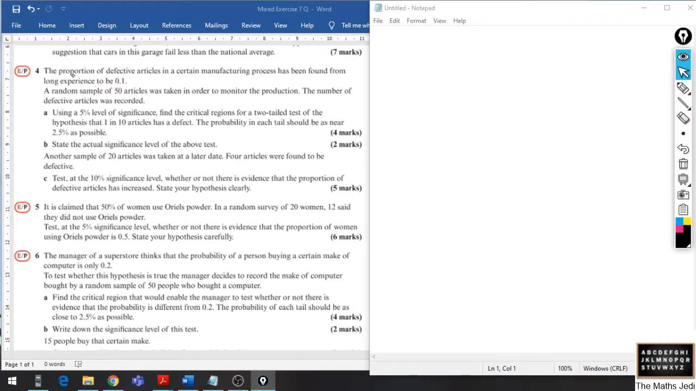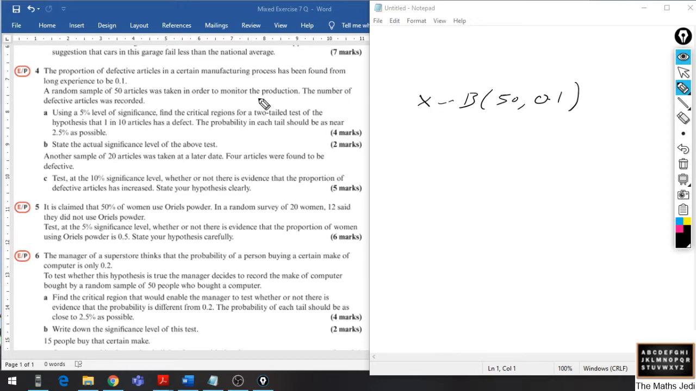So question 4, first of all, this particular question is dealing with the proportion of defective articles being 0.1, the random sample size of 50. As with other questions that we've done in this chapter, it's going to be primarily dealing with a binomial distribution. This binomial distribution is size 50 and the proportion is 0.1. Because we're dealing with part A, it's then talking about a 5% level of significance.